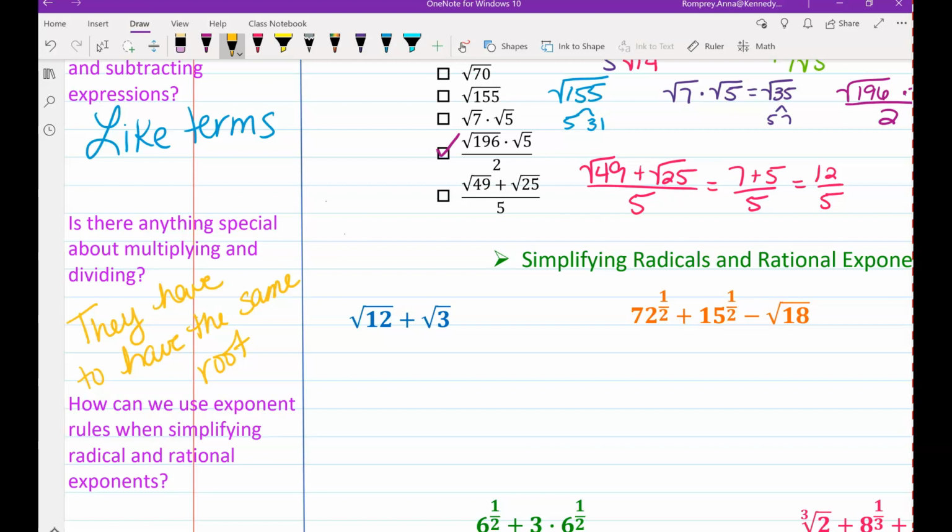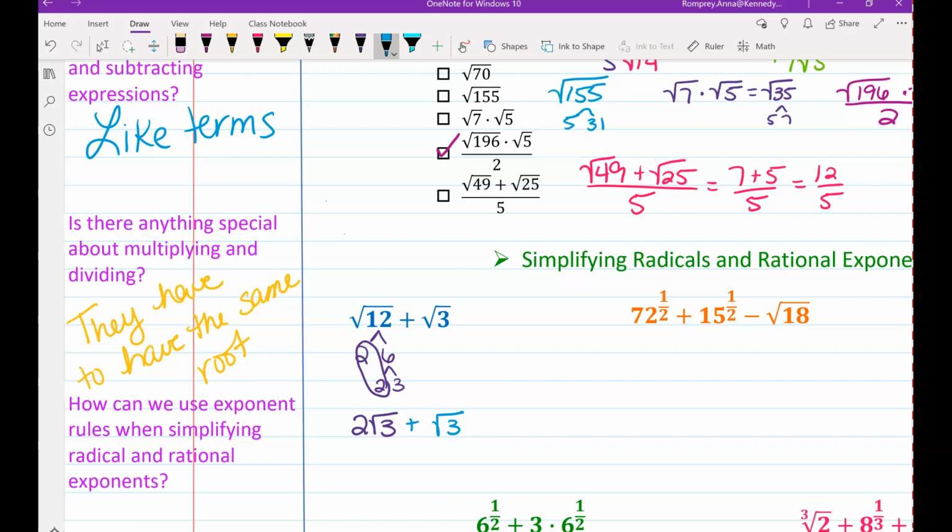So let's go ahead and simplify, because 3 is prime, but 12 is not. So let's see if we can break down 12. So square root of 12, I've got 2 and 6, and 6 gives me 2 and 3. Boom, square root, we got a pair of 2's. So 2 root 3 plus root 3.